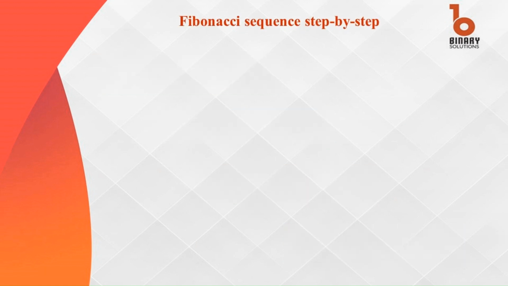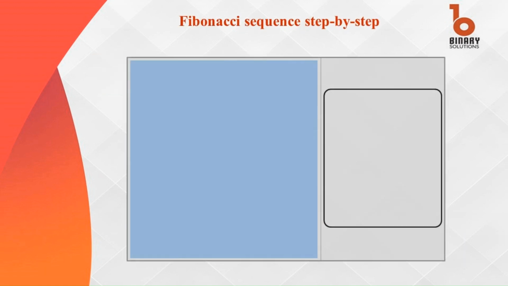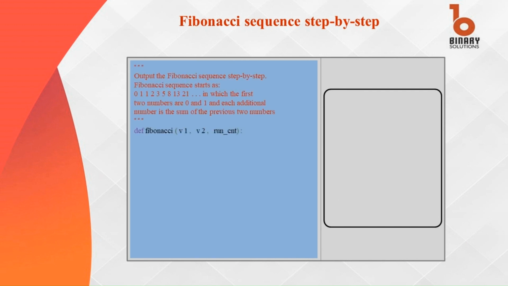This program generates the Fibonacci sequence step by step. It begins by defining the function Fibonacci(v1, v2, run_count), where v1 and v2 represent the current pair of numbers in the sequence, and run_count is the number of steps to compute. The program first prints out the sum of v1 and v2, showing how the Fibonacci numbers are formed.